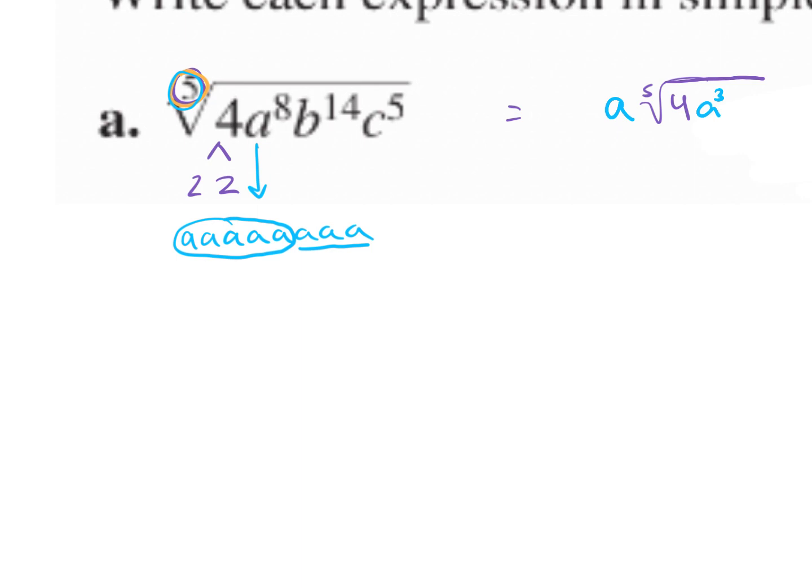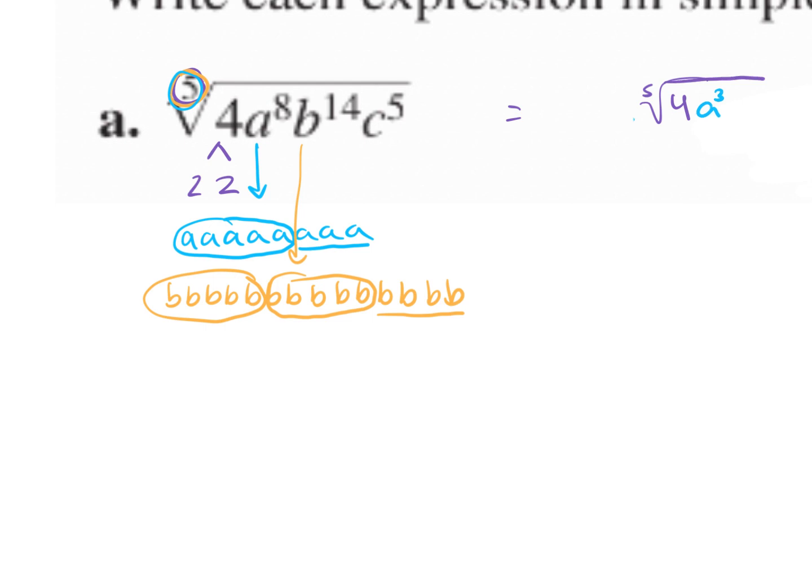All right, how many B's do I have? 14. So 1, 2, 3, 4, 5, 6, 7, 8, 9, 10, 11, 12, 13, 14. I'm circling how many of a kind? 5. So I have 5 B's here, 5 B's here, and how many left over? 4. So how many come to the outside? 2. So I have B squared on the outside. How many have to stay on the inside? 4. So B to the 4th power on the inside.